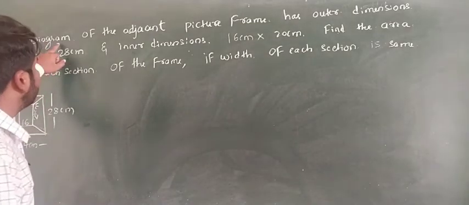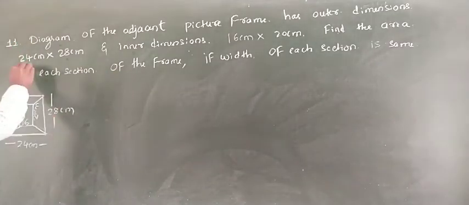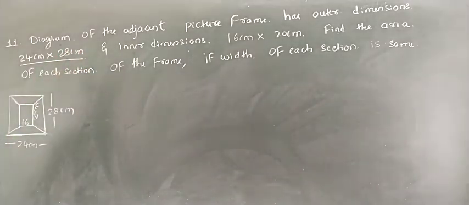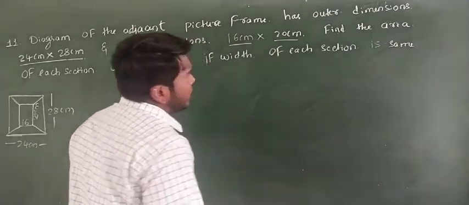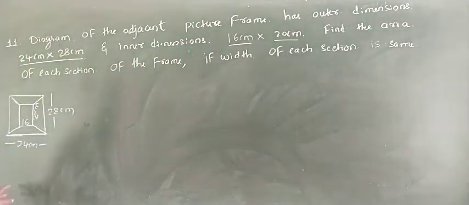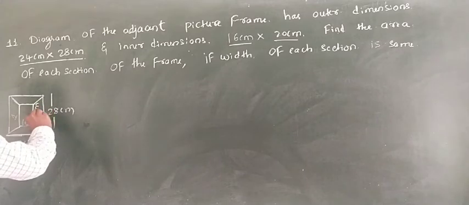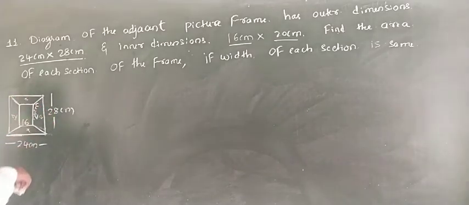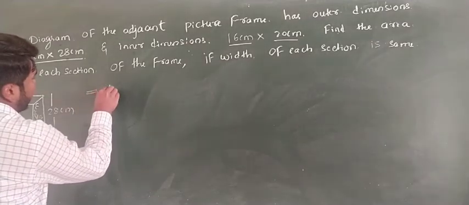See here, once again I am reading the question. The diagram of the adjacent picture frame has outer dimensions 24 centimeter into 28 centimeter, and the inner dimensions are 16 centimeter and 20 centimeter. Find the area of each section of the frame if the width of each section is the same. I will consider these as trapezium 1, trapezium 2, section 3 and section 4. The inner dimensions are 16 and 20 centimeter, and the outer dimensions are 24 and 28 centimeter. So first I will find the area of trapezium 1.